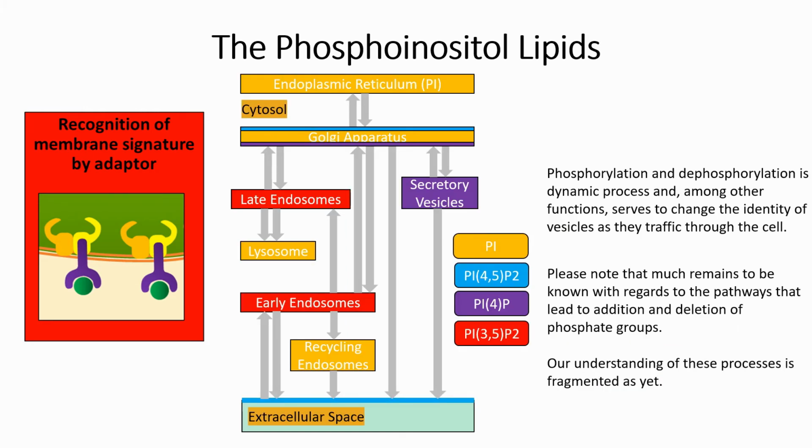Phosphorylation and dephosphorylation is a dynamic process and, among other functions, serves to change the identity of vesicles as they traffic through the cell. Here I recommend you pause the video to go through the flow diagram to make sense of how a vesicle's identity would change as it buds off and fuses with destination membranes. Please note that much remains to be known with regard to the pathways that lead to addition and deletion of phosphate groups. Our understanding of these processes is fragmented as yet.